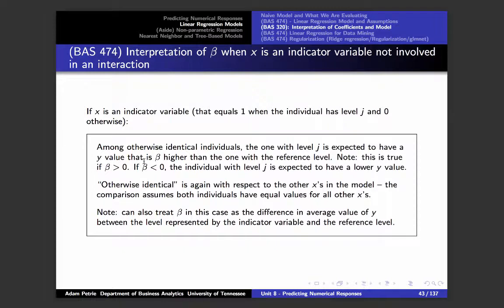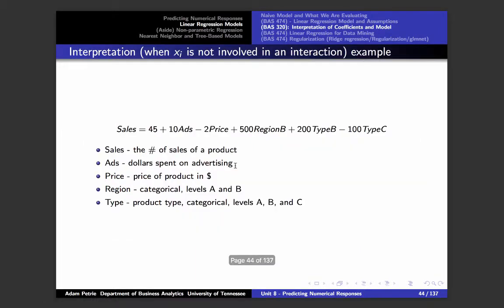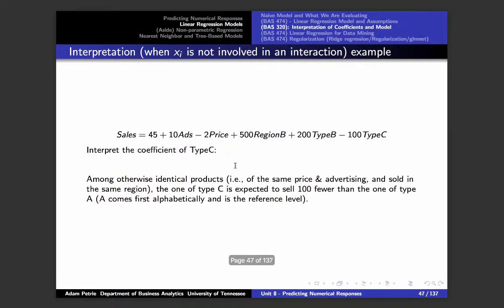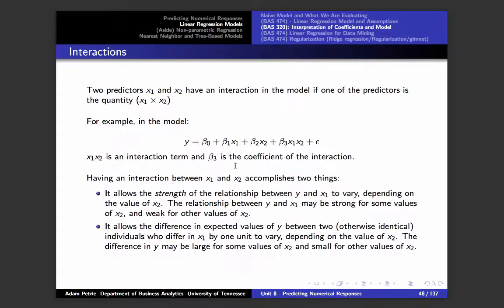So reference level is the one that comes first alphabetically. The level that we're trying to interpret is the one represented by that indicator variable. The coefficient simply tells us, all right, how much higher than average or how much lower than average compared to the reference that individual's value of y is expected to be. All right, so there's a few slides that kind of go over that sort of interpretation, but that's what I want you to be taking out of these slides. Be able to interpret a numerical predictor's coefficient and an indicator variable's coefficient.